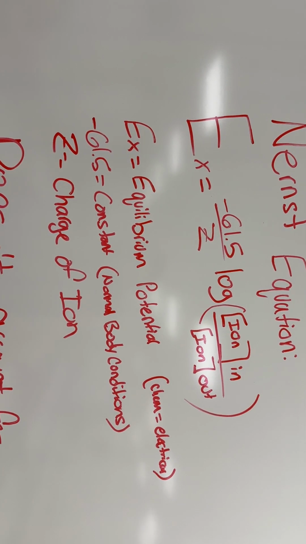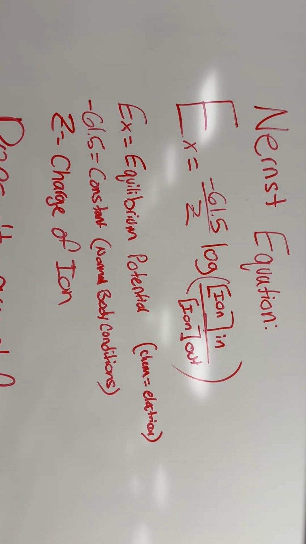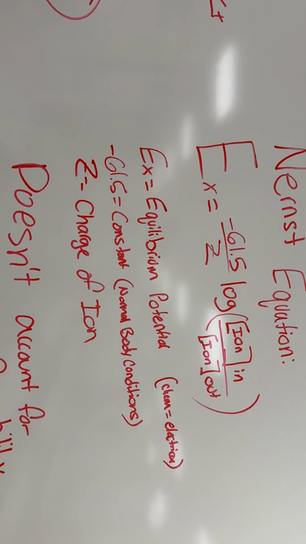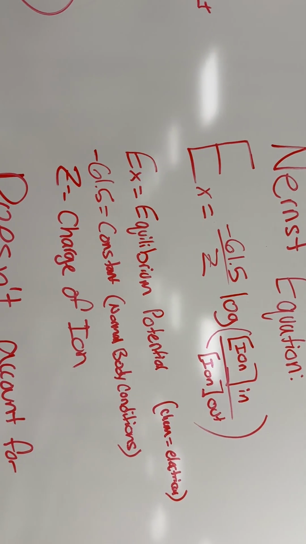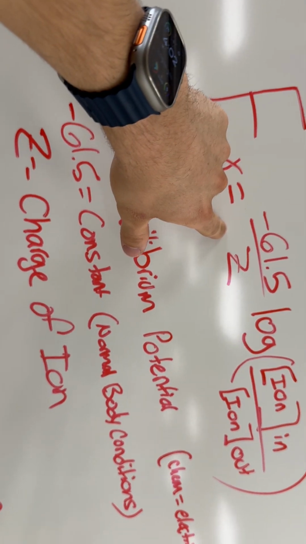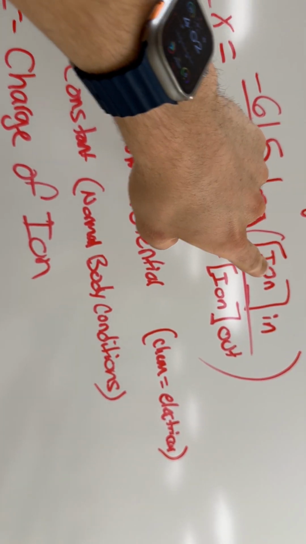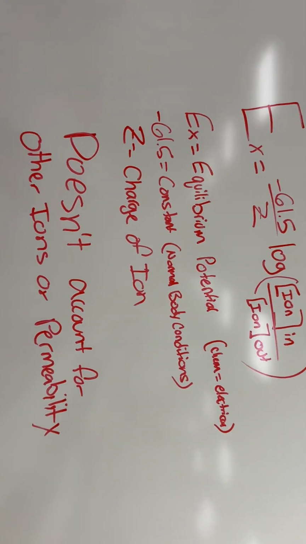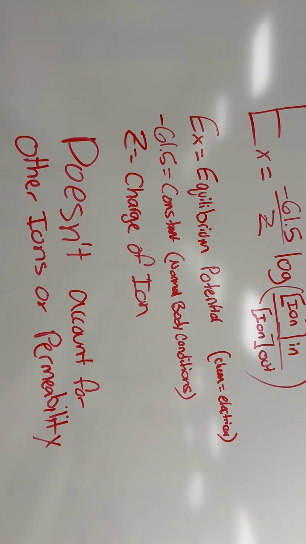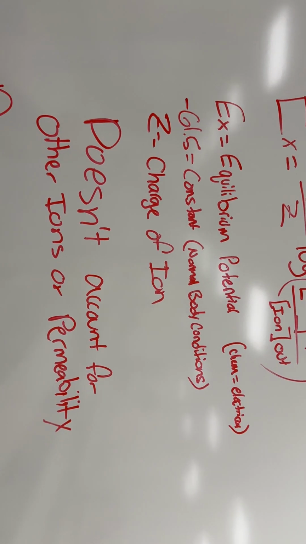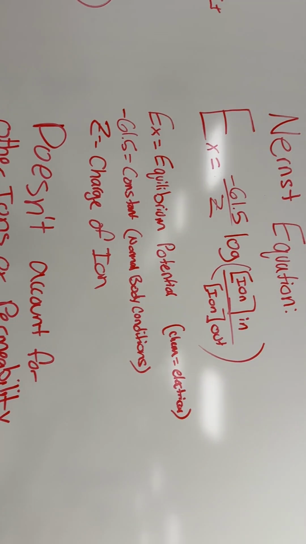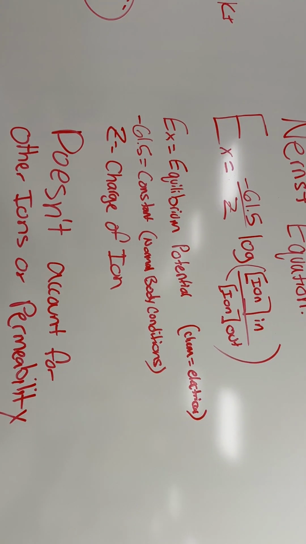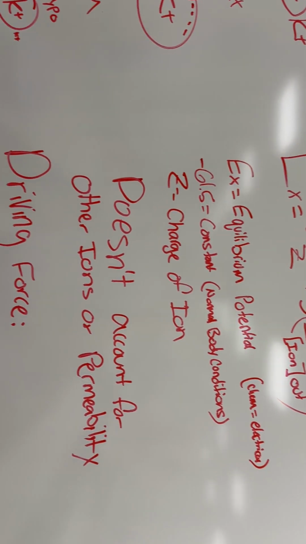And then Z is the charge of our ion. So we can plug in the values that we have for, say, sodium. Sodium has a positive charge, so we'd put positive 1 there. Then we put our concentrations in, and that tells us the equilibrium potential for sodium. However, the Nernst equation does not account for other ions or the permeability of the membrane, and therefore it is an unreliable measure of the true resting membrane potential, but it's useful to know.